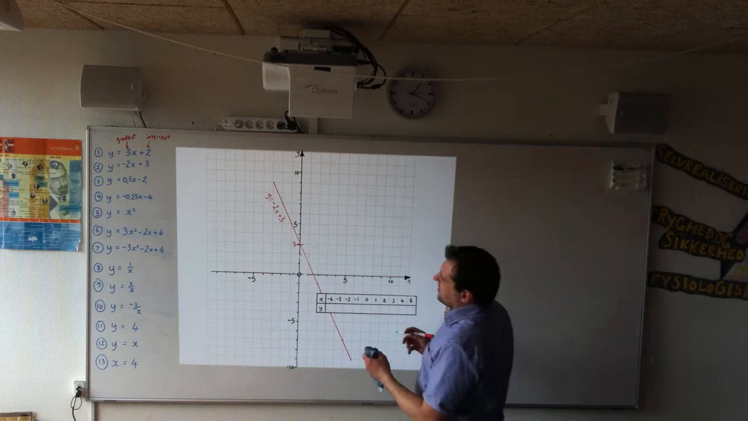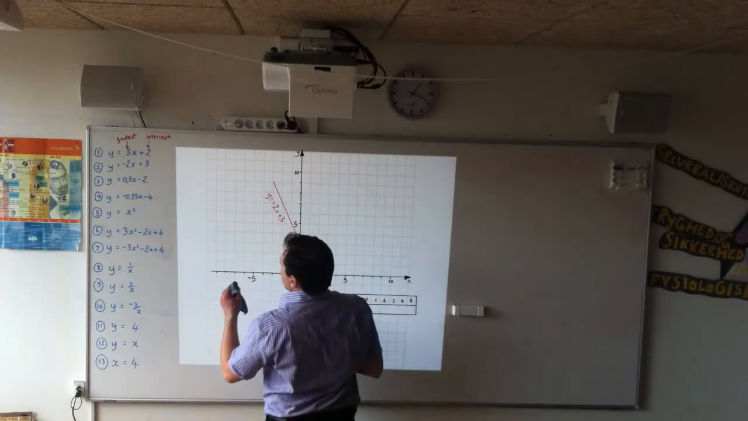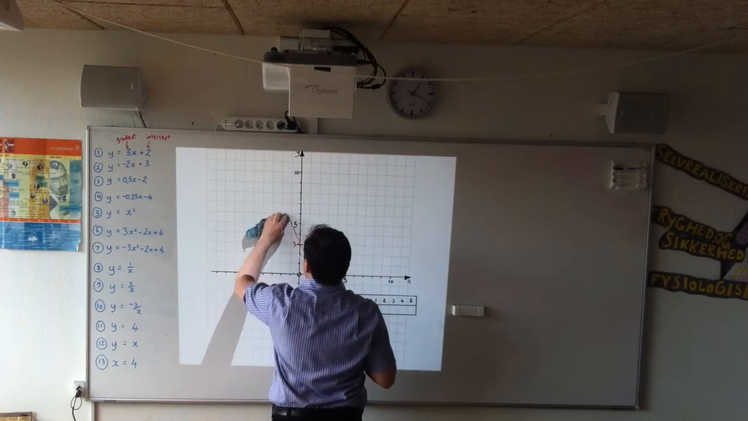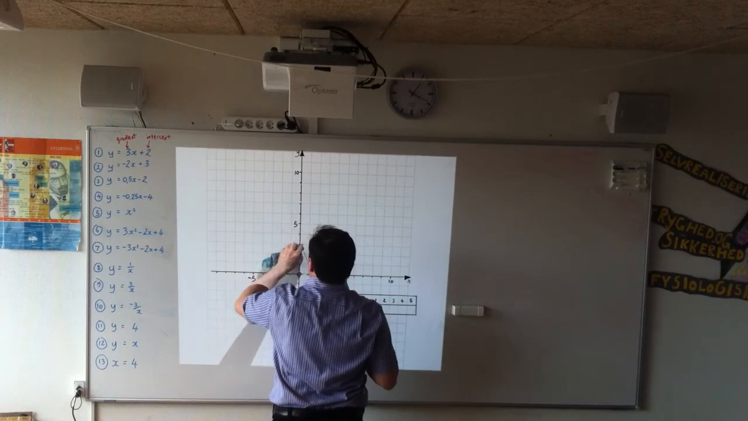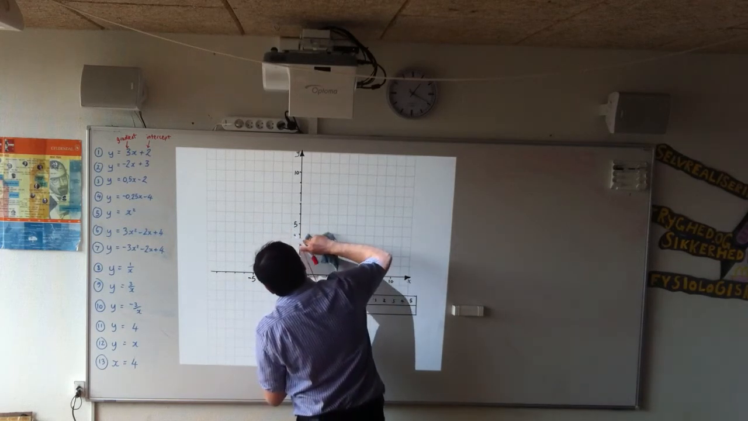Okay, the next one. y equals 0.5x minus 2. 0.5 is the same as a half. Let's rub this one out.